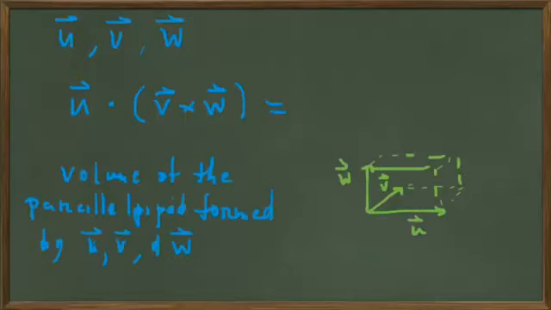vector u dotted with the cross product of v and w turns out to be this. So u dot v cross w turns out to be the volume of the parallelepiped, that's this figure right here, formed by the vectors u, v, and w.